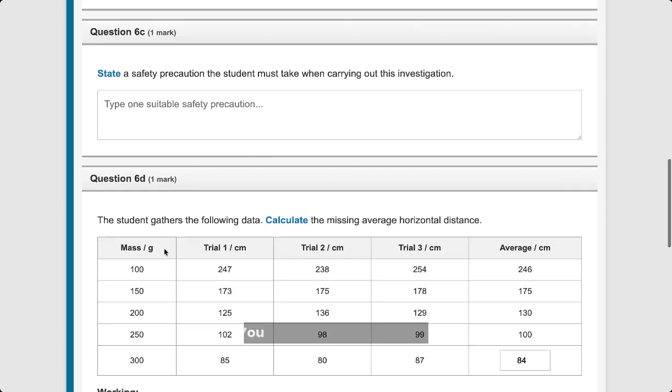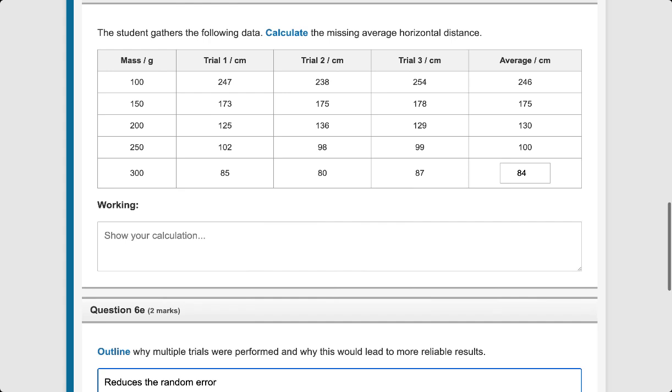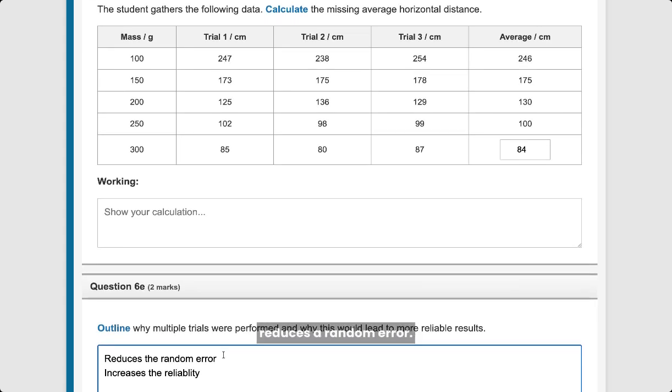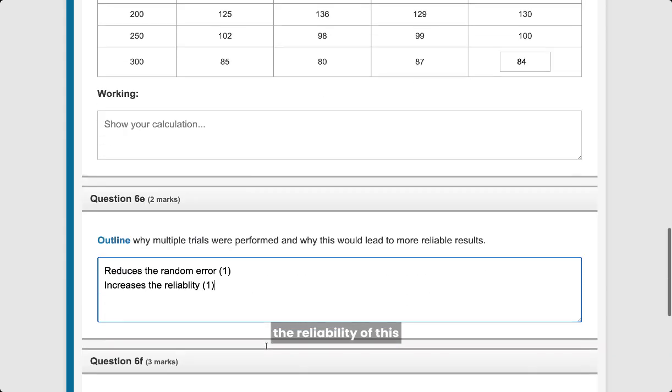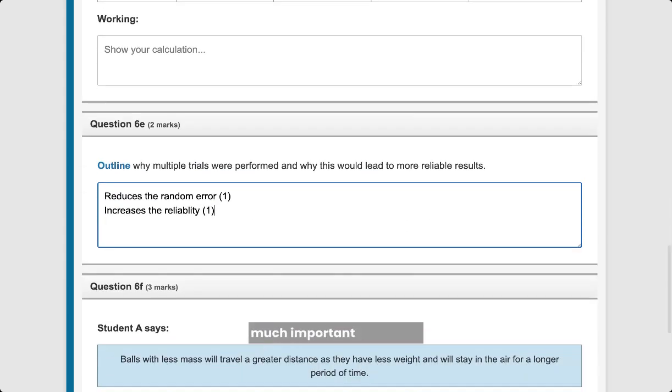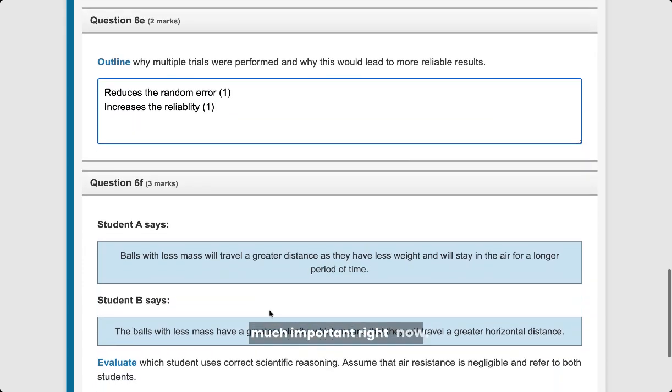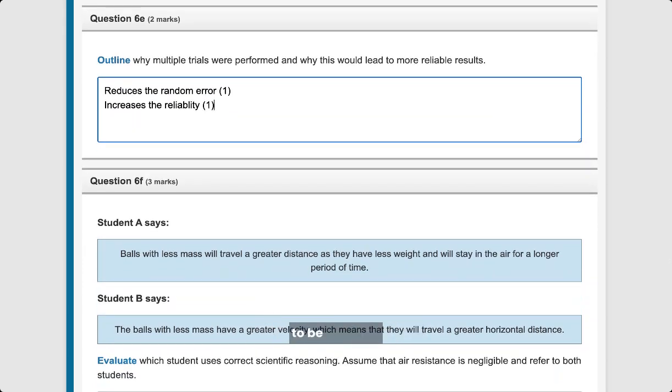2 marks, right? You need to show two things. Reduces the random error, okay, and as the random error is reduced, it increases the reliability of this experiment, which is very much important, right? Now 6F, which is going to be 3 marks.